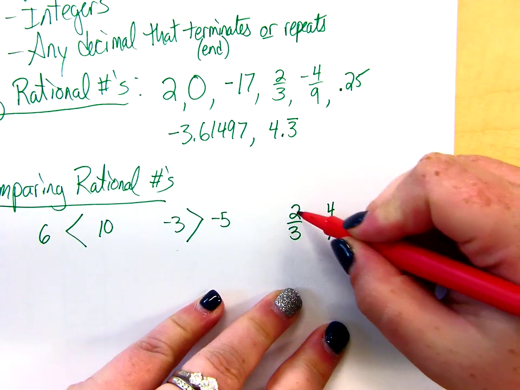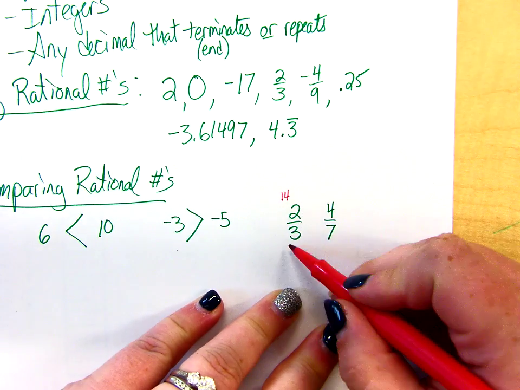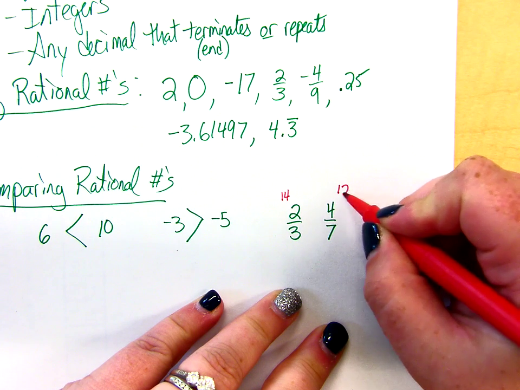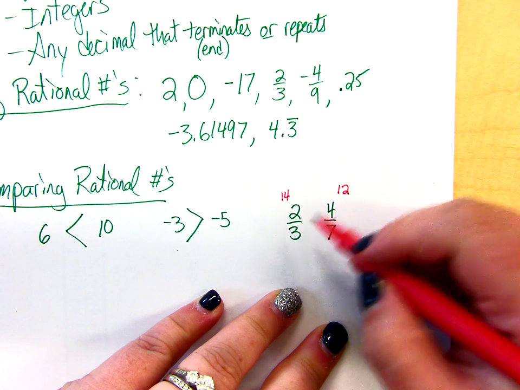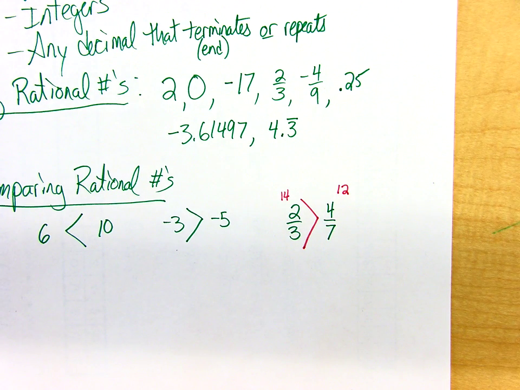If you multiply the diagonals, 7 times 2 is 14, and 3 times 4 is 12. So, since 14 is bigger, 2/3 will be bigger than 4/7. Isn't that neat? That's a lot easier than changing it into decimals, in my opinion. Do you agree? Wow, that's cool. Yeah, let's try another one.